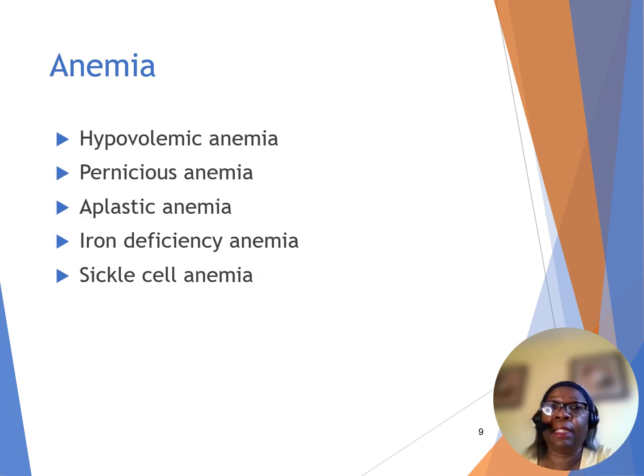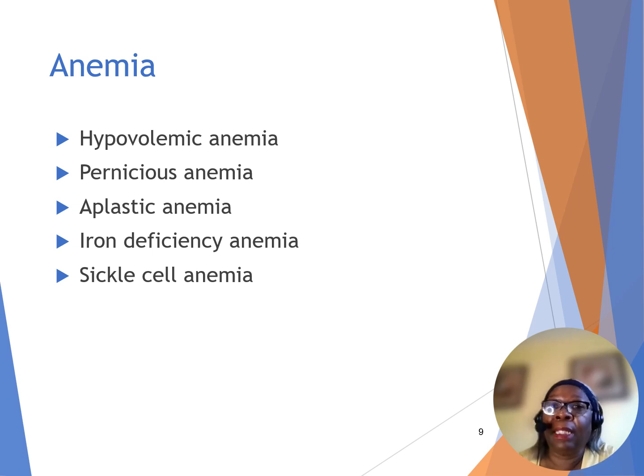Okay, let's look at anemia now. Anemia is commonly defined as a reduction in RBCs. And RBCs, fancy word for RBCs is what? Erythrocytes, okay? If there's a reduction in RBCs, there's going to be a low hemoglobin. That's going to result in a low hemoglobin.